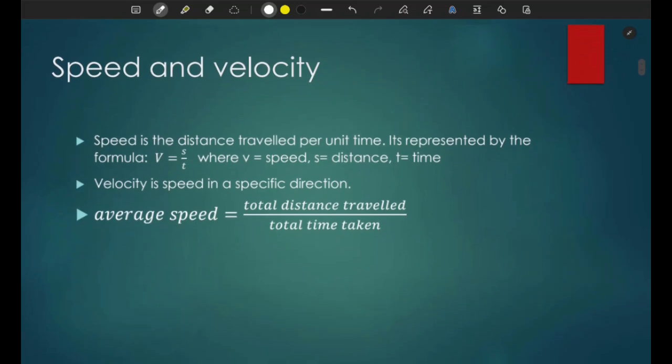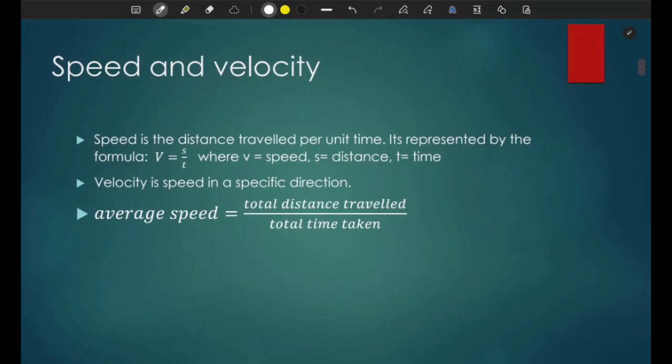So the first one is speed and velocity. We need to know the definition and formulas for speed and velocity. Speed is the distance traveled per unit time, and it's represented by the formula speed equals distance over time. So v is the speed, s is distance, and t is time. So the formula is distance divided by time.